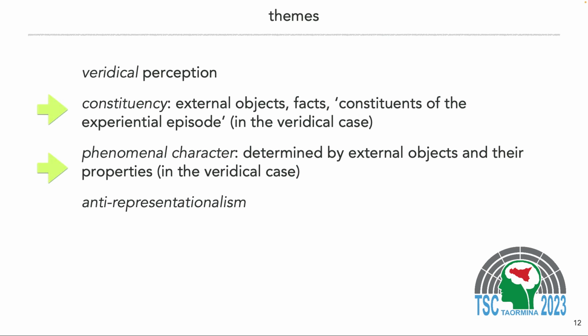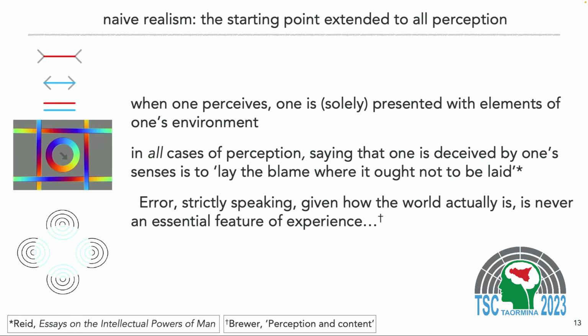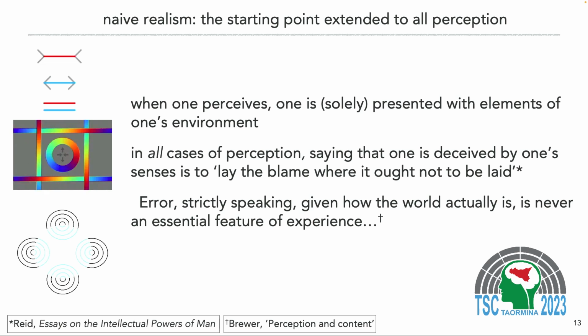In fact, French and Phillips, card-carrying naive realists, basically deny the claim about phenomenal character, so that doesn't really seem to be essential to naive realism. And in any case, here I'm drawing on some work of Heather, it's unclear why the representationalists couldn't agree with either the claim about constituency or the claim about phenomenal character. So I think naive realism is really best understood as a thoroughly anti-representationalist thesis, which you can think of as the naive starting point extended to all perception, including illusion and indeed including hallucination, if Ricardo and I are right.